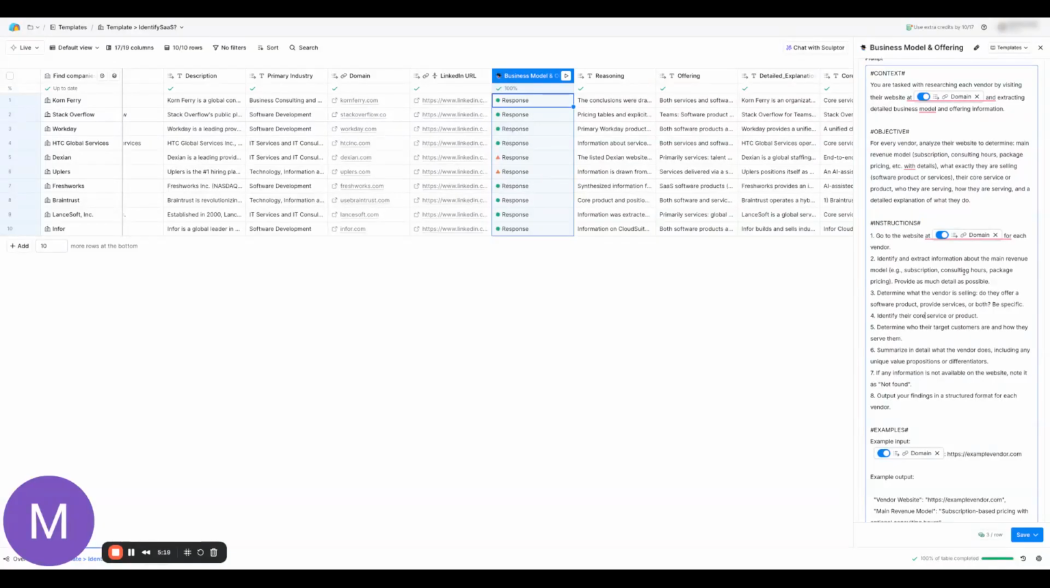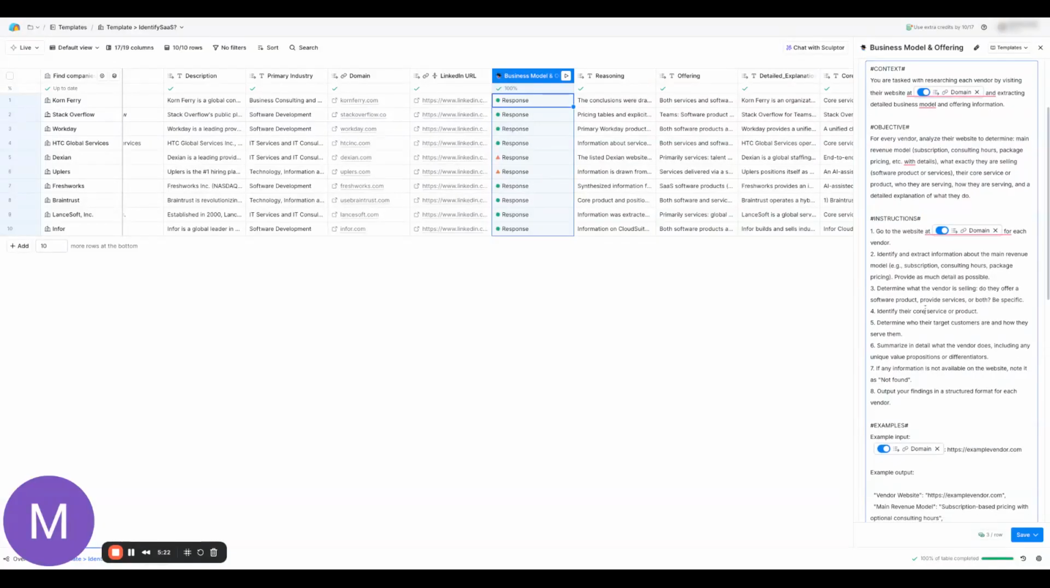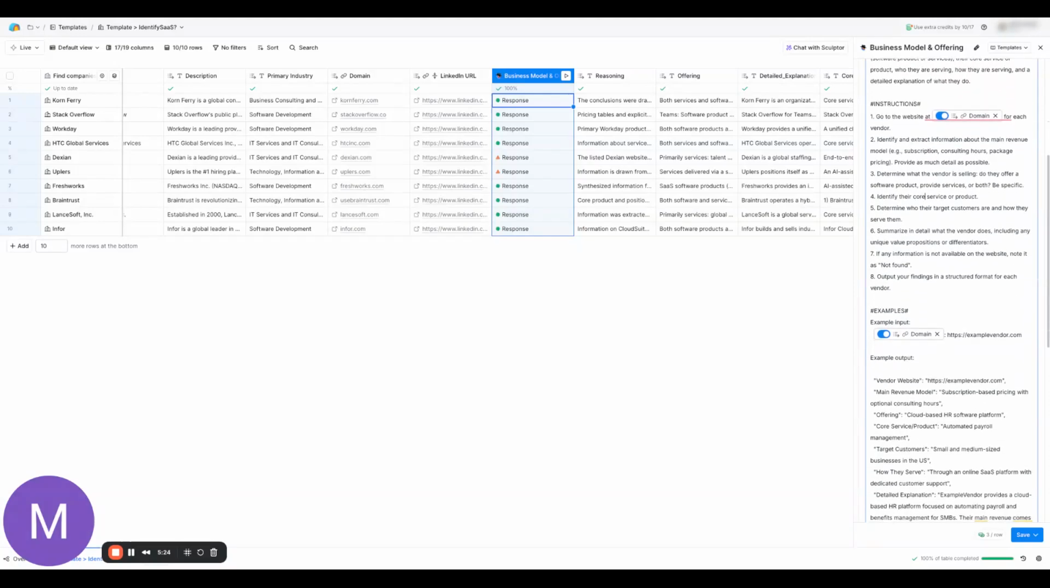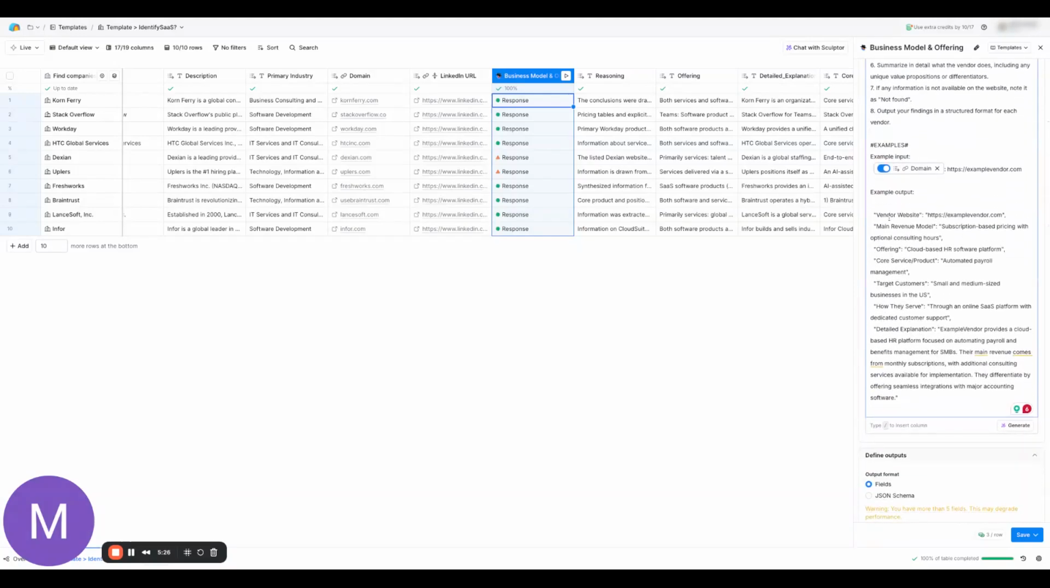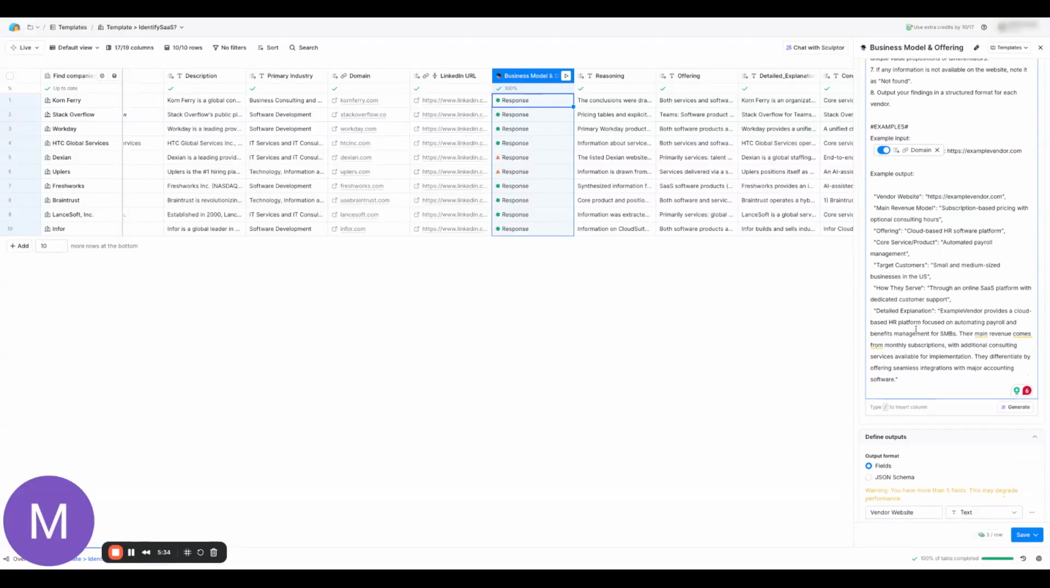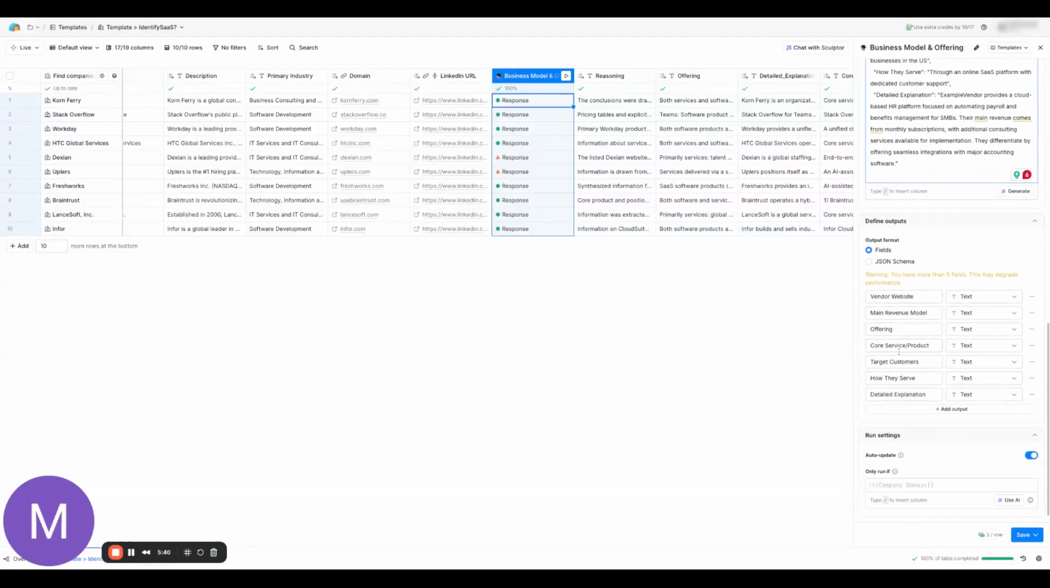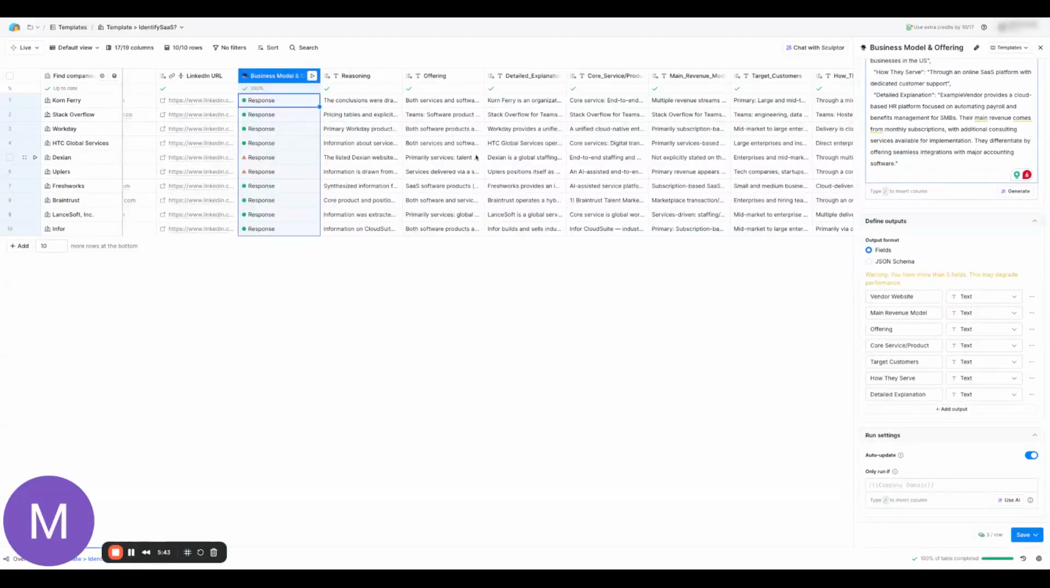Like if it's subscriptions, consulting packages, pricing, all that stuff, provide a detailed description for everything that I'm looking for. And then you'll see the expected output: whether website, main revenue model, offering, core service or product, target customers, everything I talked about. These are the things that AI is looking for to understand if a company is a SaaS company or not. Okay, so this was the first problem, the first AI agent.